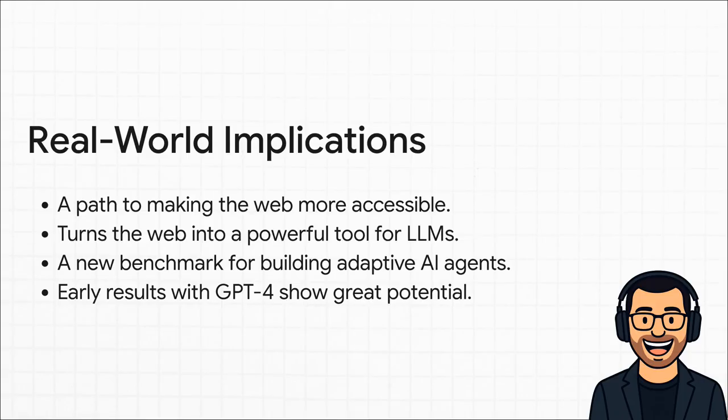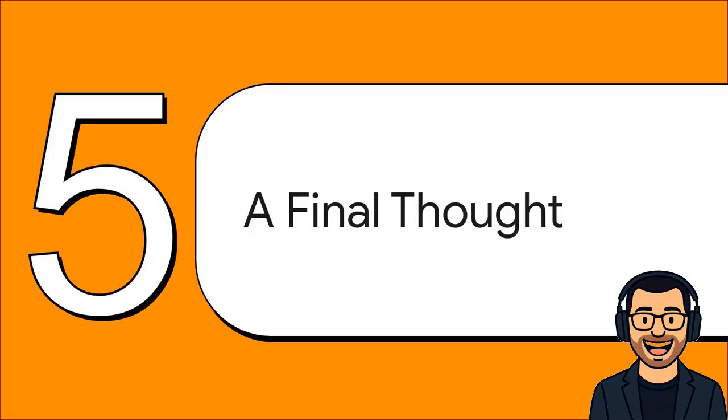This research is basically a call to action for developers to think about building more AI-friendly websites and to help build more robust agents. And hey, while today's models are still learning, early tests with models like GPT-4 on this exact dataset show incredible promise for what's just around the corner. This research really opens up a fascinating and incredibly powerful new chapter for autonomous AI.